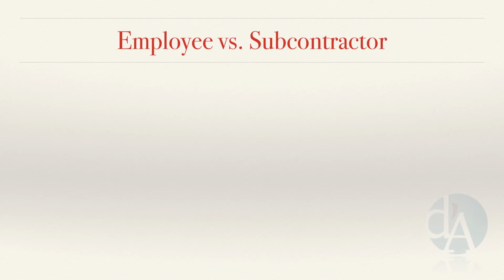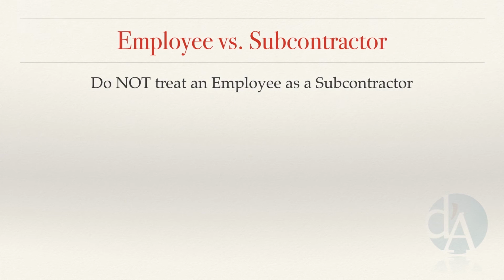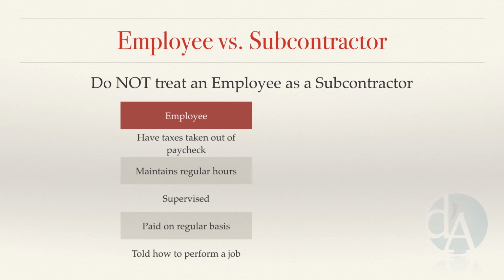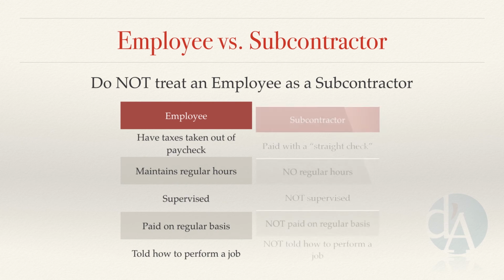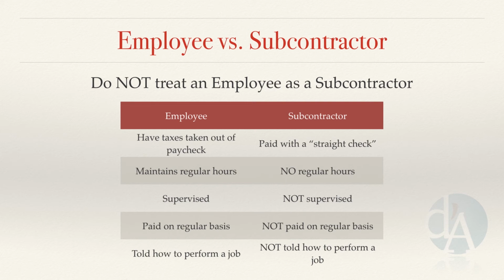If you have not listened to a word I've said, I urge you to listen closely to this last important topic. Employers are not to treat an employee as a subcontractor. Employees are paid with taxes taken out of their paycheck. A subcontractor is paid with a straight check. An employee has regular hours, is supervised, is paid on a regular basis, and is told how to perform a job. Whereas a subcontractor does not have regular hours, is not supervised, and is not paid on a regular basis.